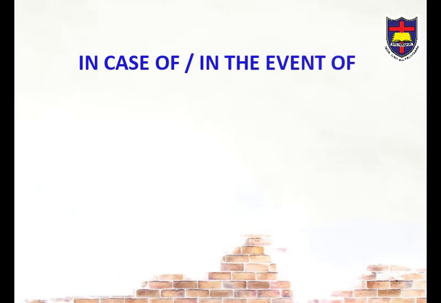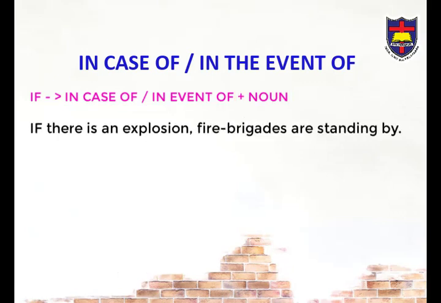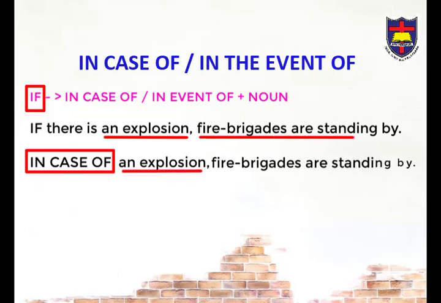Let's continue to the third alternative to if. In case of and in the event of are also alternatives to if. However, they must be followed by a noun. Here's an example. If there is an explosion, fire brigades are standing by. Remember that what we modify is the if clause. Replace the word if with in case of, then pick the noun, an explosion, lastly copy the main clause. The result becomes in case of an explosion, fire brigades are standing by.